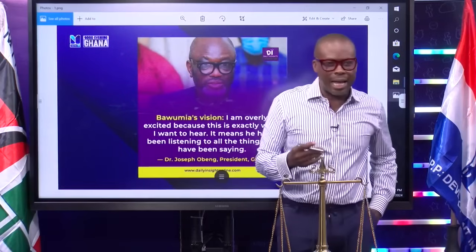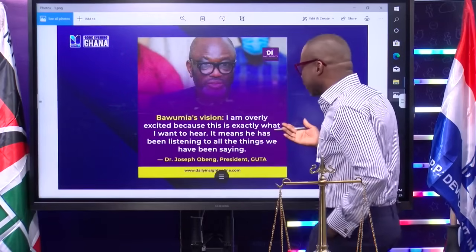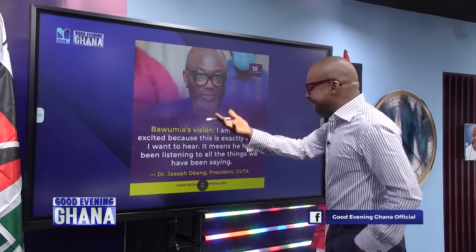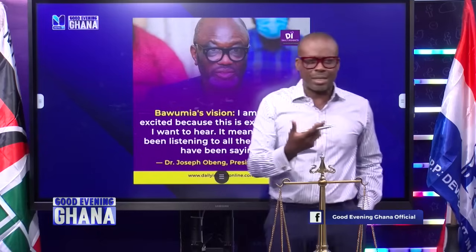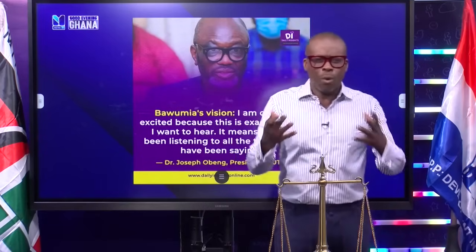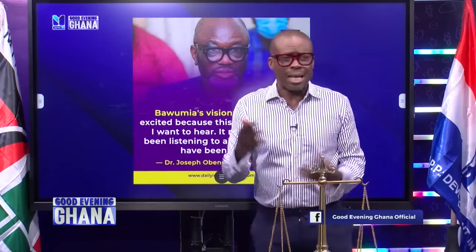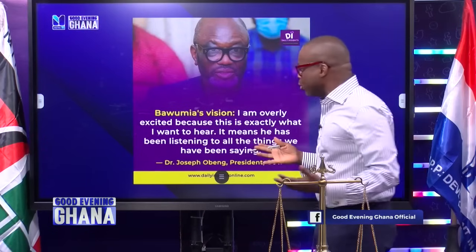Yeah, and then, I mean, yes, it's good. It's a good time to introduce this one. This is GUTA President saying that Bawumia's vision, and I like the way he puts it, I like the way he received it. It is a vision of a leader. We are looking for a vision. A leader who is going to produce a vision for us. That's what we are looking for, isn't it? That's what we are looking for.